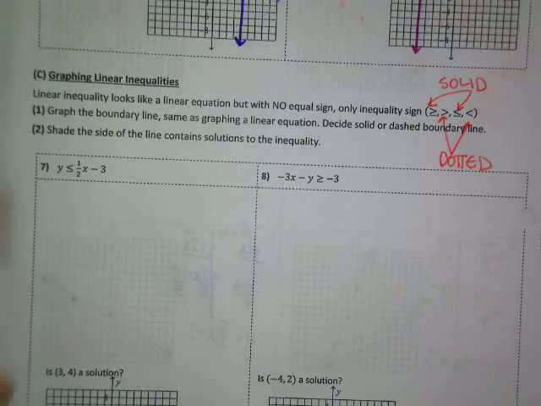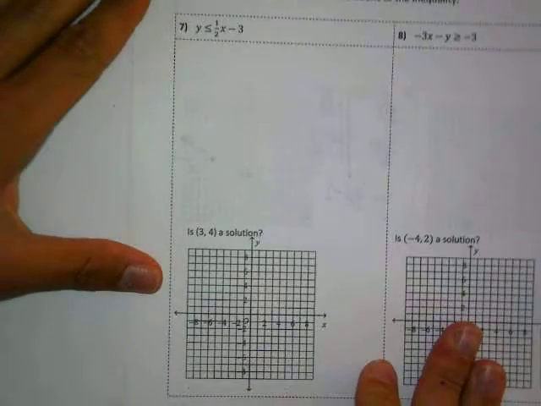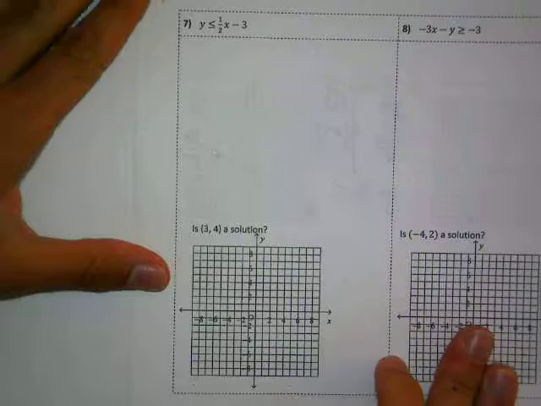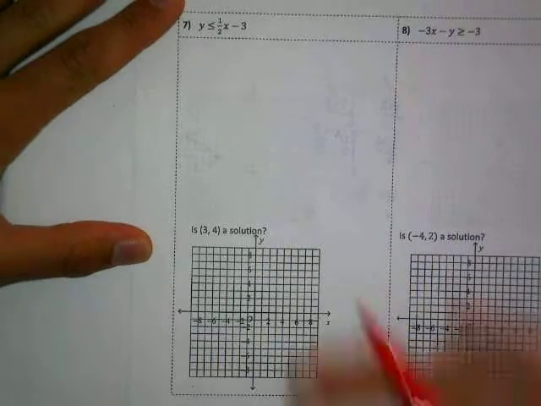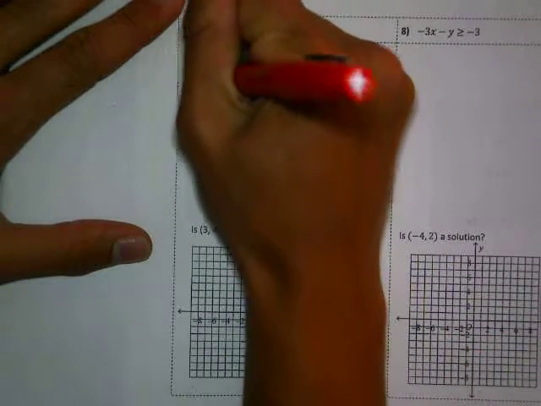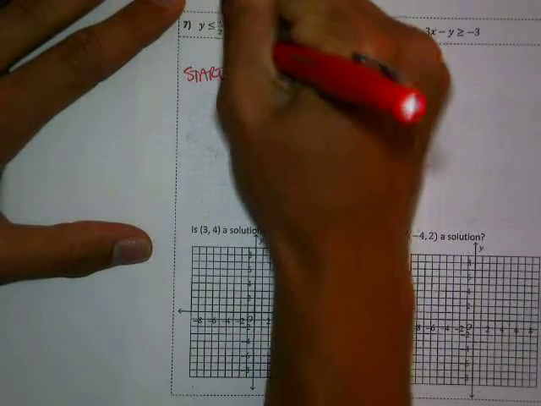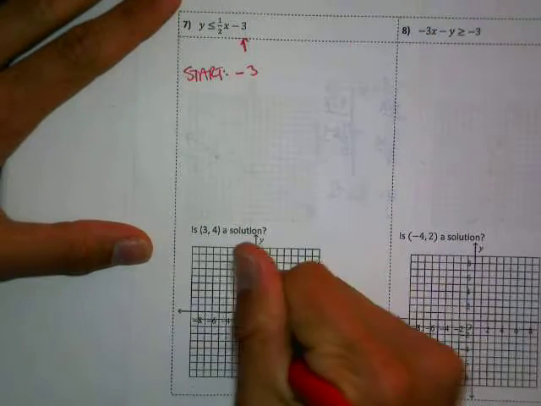All right, so let's graph number 7. So number 7, where am I going to start? At -3, right? That guy right there? So on your graph, put a point at -3.